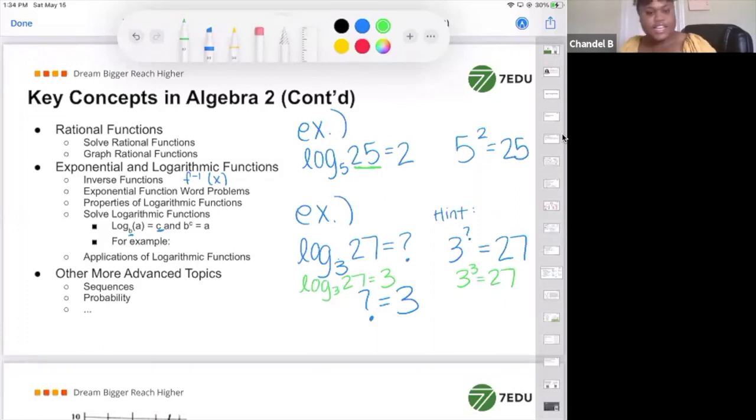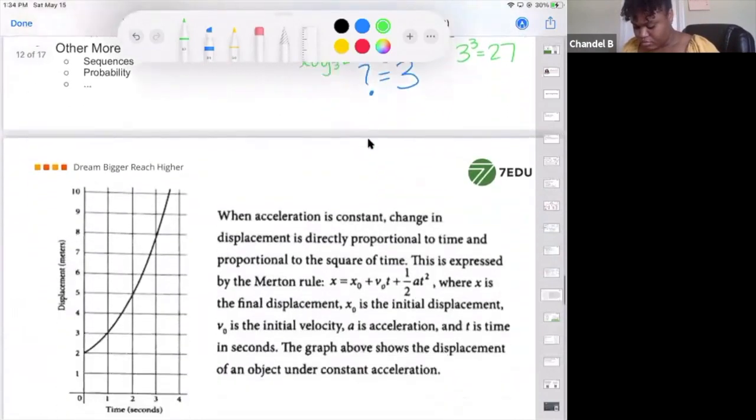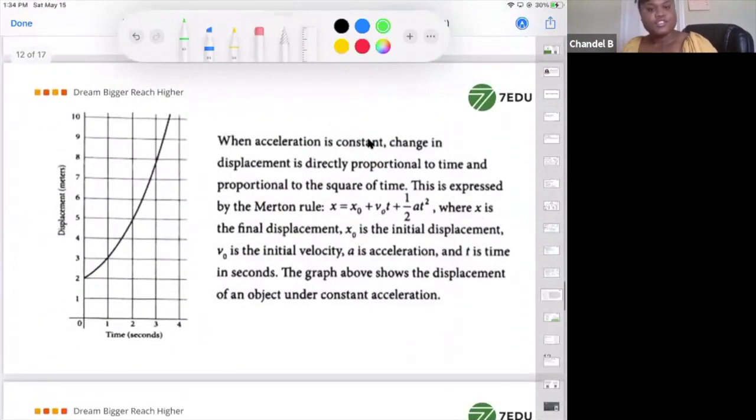Okay. And then toward the end of Algebra 2, depending on your school district and your curriculum for your class, you may talk about, to some extent, sequences and probability and other advanced topics in preparation for pre-calculus. So now we're going to look at this example.